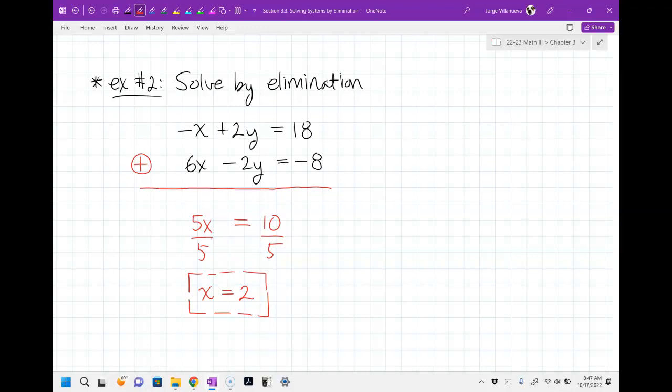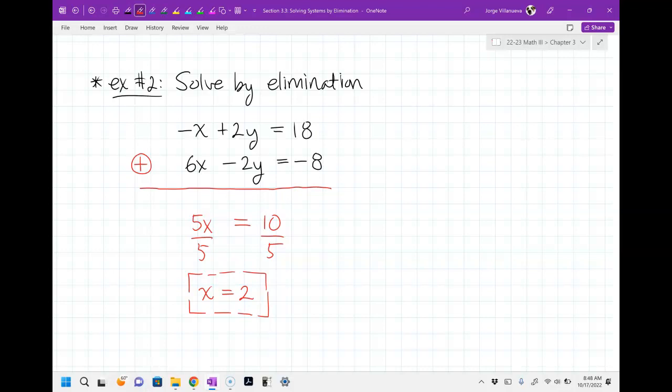Do you guys think that's easier than the substitution stuff? A lot of my students say this is way easier than substitution. I actually still prefer substitution, but yeah, I can agree. It took fewer steps to find one piece. And now all I have to do is plug it back into an equation and solve for the other letter. So I have to solve for y.